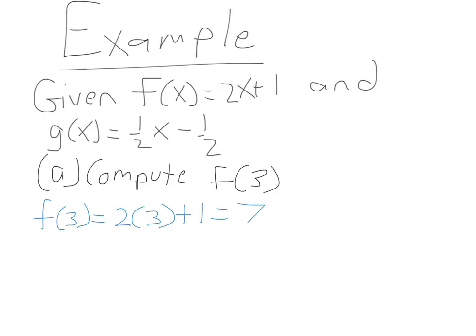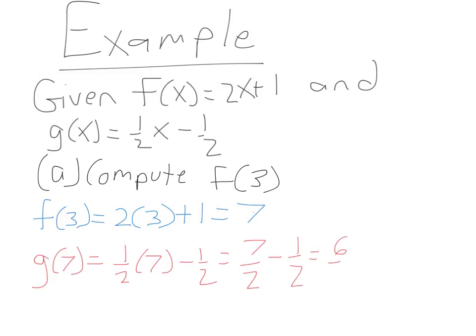Now, let's take that output value and plug it into our other function. Plug it into g of 7, so instead of 1/2 times x, it would be 1/2 times 7 minus 1/2. So that'd be 1/2 times 7, which would be 7/2, minus 1/2. 7 halves minus 1/2 would be 6 halves, which would give you 3.